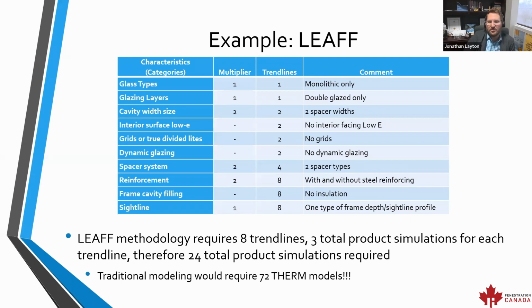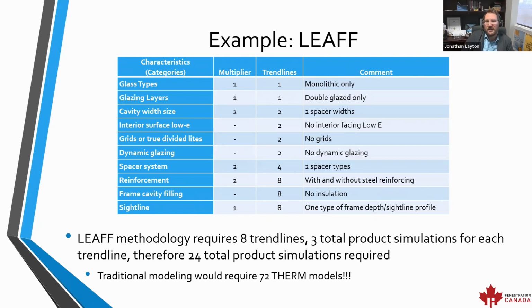But when we put this through that trend line calculator, we ask: do we just have one monolithic, double glazed only? There are 2 different spacer widths, cavity widths. There's no interior facing low E, no grid, no dynamic glazing. It's multiplying down, and it tells us we need 8 trend lines. So we model those 3, and it's only a total of 24 product simulations that are required, which sounds like a lot, but when you compare it to the traditional method, we would have had to do 72.